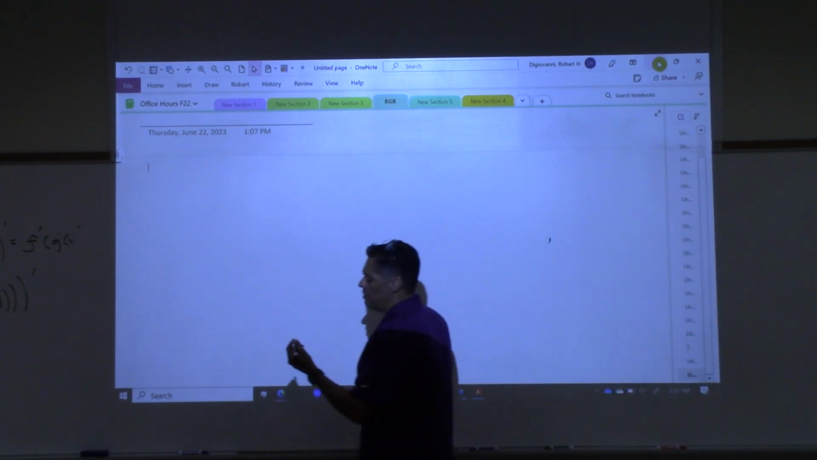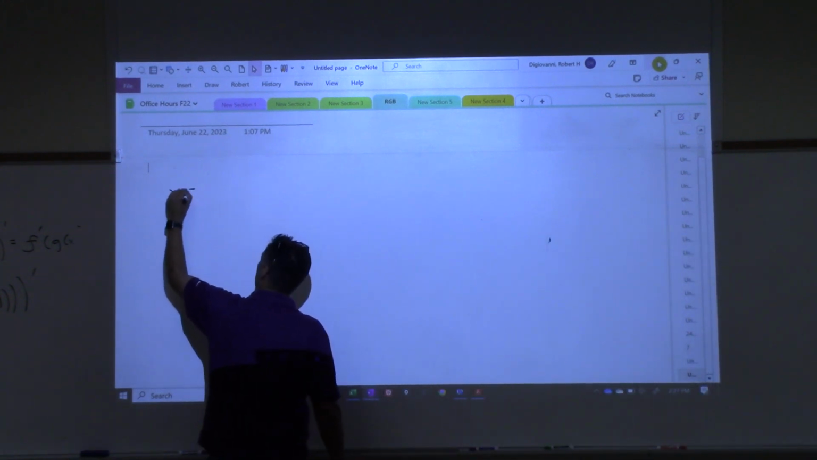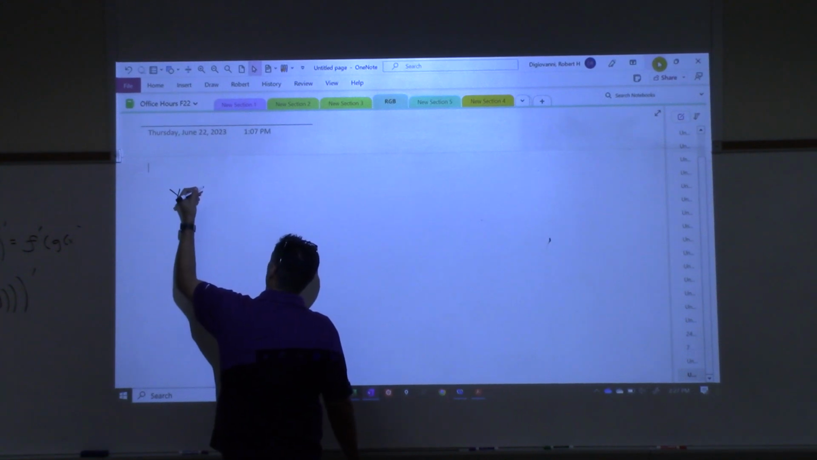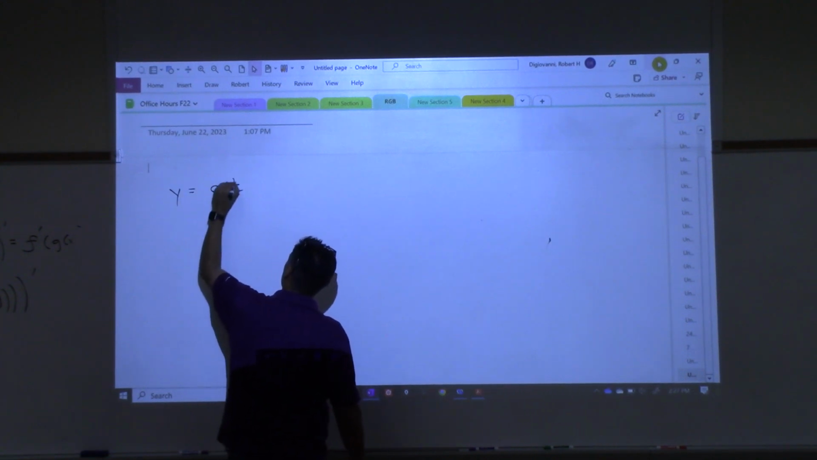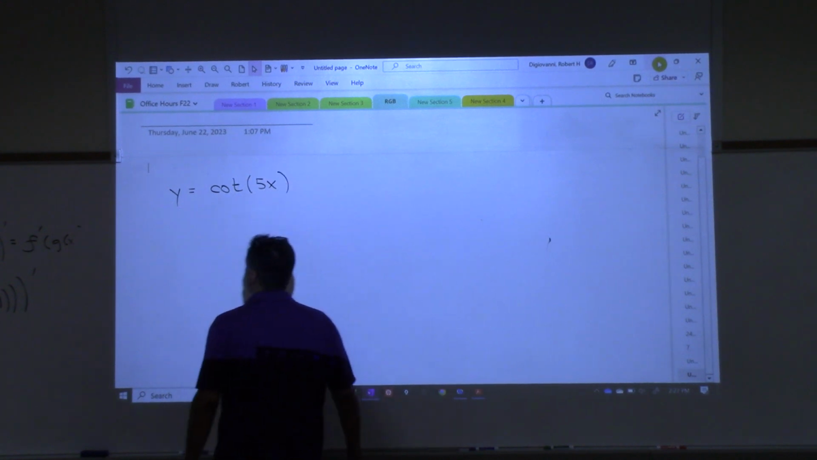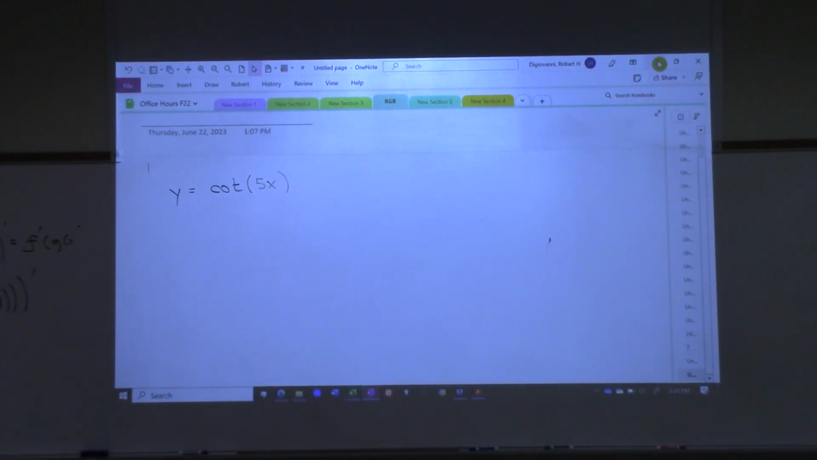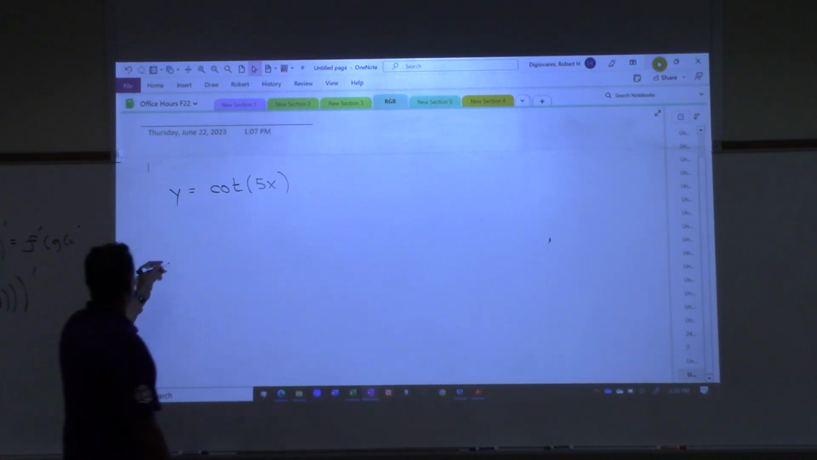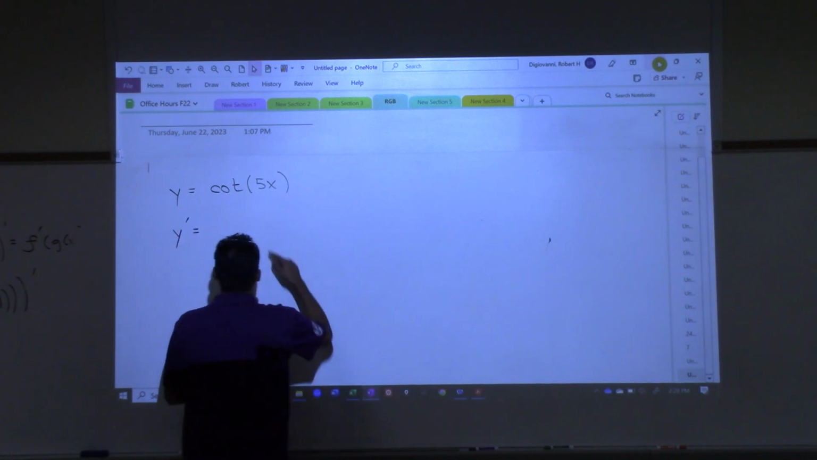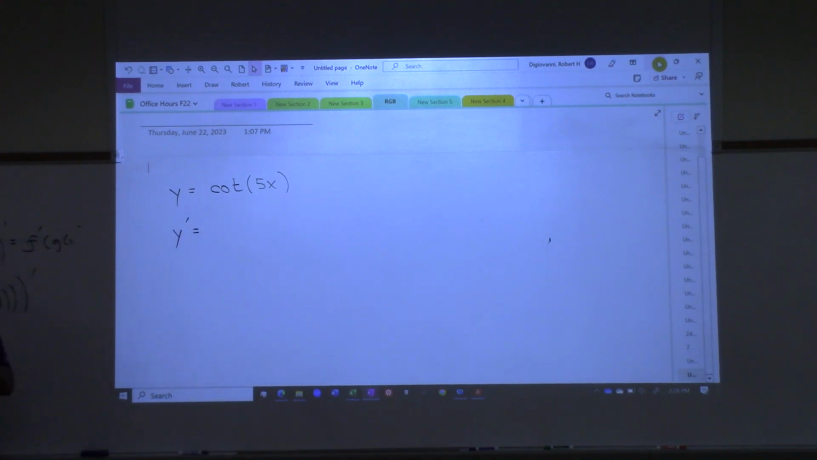All right, here's some that seem trivial, but they're worth talking about. Let's do something we haven't done. How about cotangent of 5x? What do you see there? That is composition, right? It's something being plugged into something else. The inside is 5x, the outside is cotangent. So you say, all right, the outer function's cotangent. What is the derivative of cotangent of something? So you look on your formula sheet.